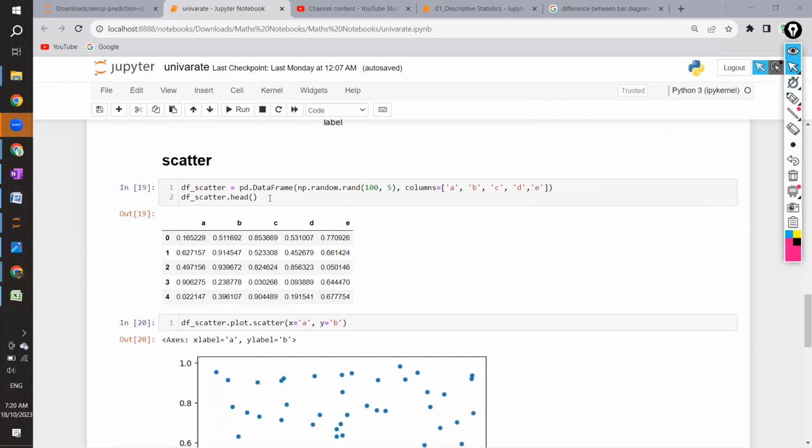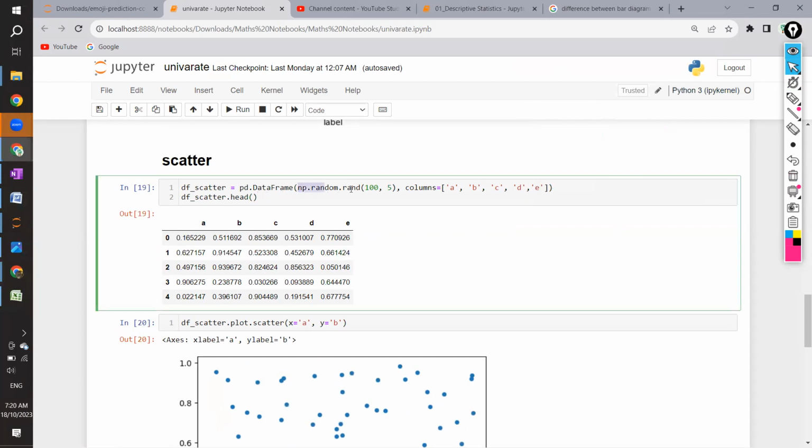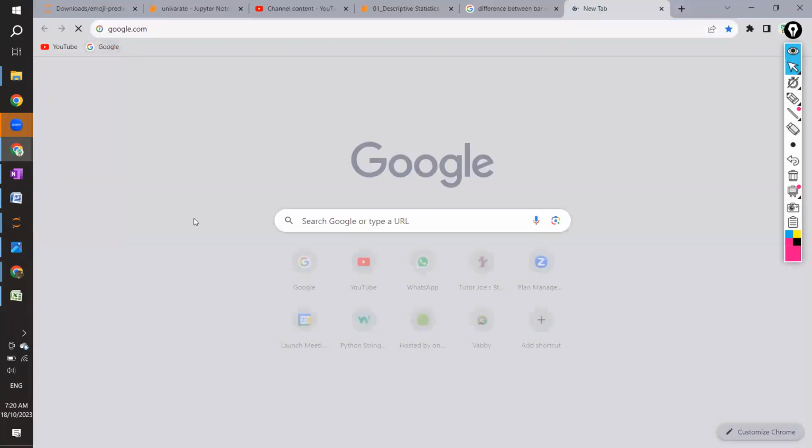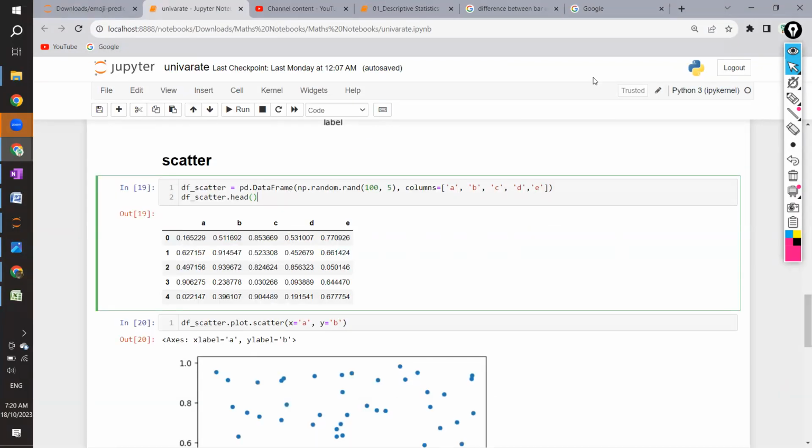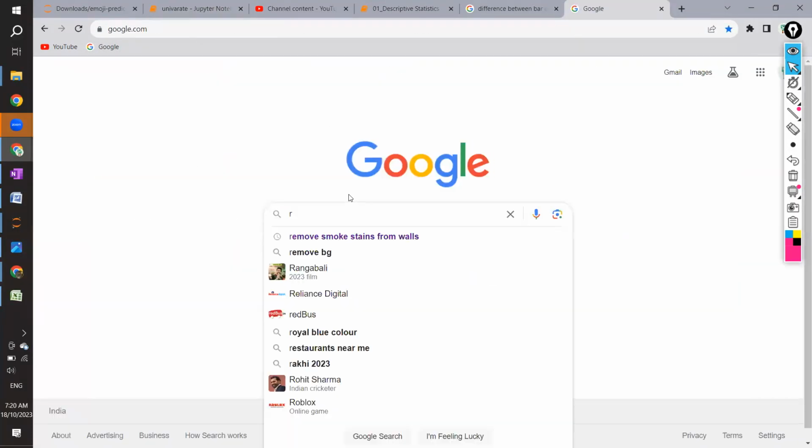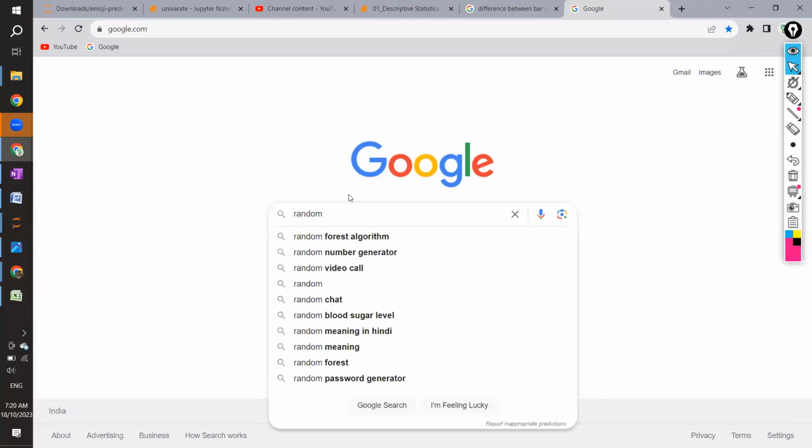Fine. So see, we are creating a simple data frame from numpy. If you don't understand this, that's fine, don't worry. What's happening over here is we're just creating five columns from this data. Rand 100, 5. Let's first try to understand what the function is here. It is random dot rand.